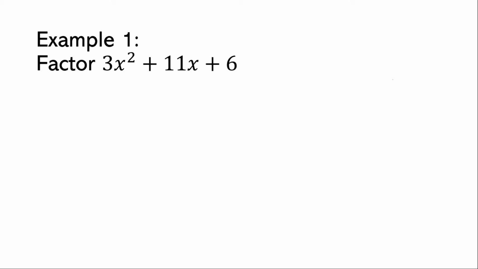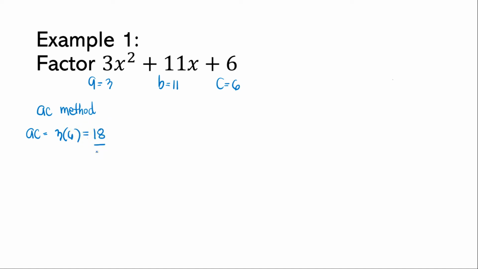So first, i-identify muna natin yung value ng ating a, b, and c. A equals 3, b equals 11, and c equals 6. We are going to use the AC method. So when we say AC, we are just going to multiply the value of A and C. So AC is equal to 3 times 6, and 3 times 6 is 18.